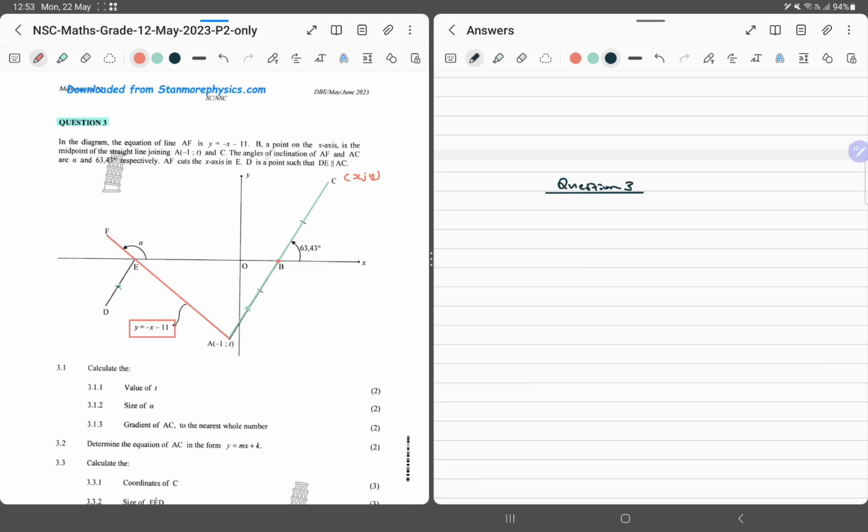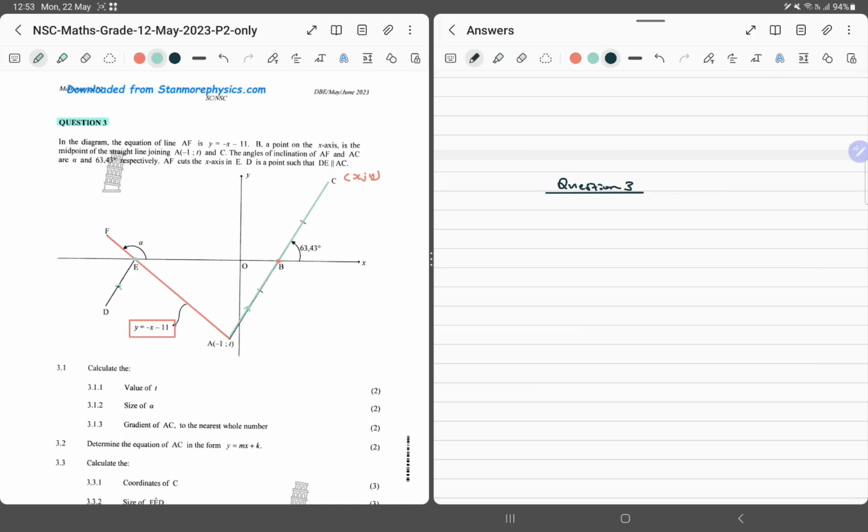Now let's see, the angles of inclination of AF and AC are alpha and 63,43 degrees respectively. AF cuts the x-axis at E. Okay, we can see that. D is a point such that DE is parallel to AC. Okay, that's fine. Now we've got everything we need.